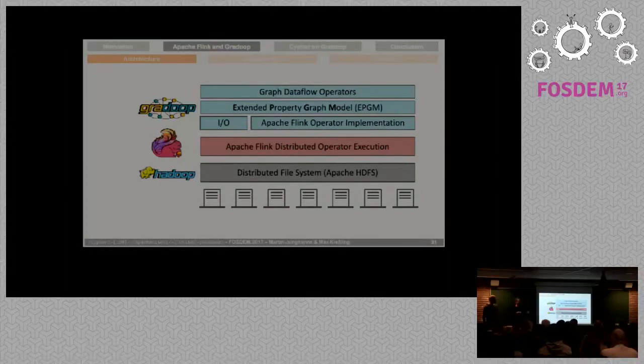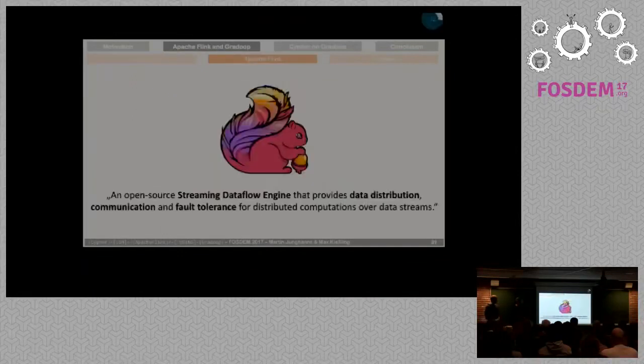And what Gradoop provides to you is an abstraction of property graphs on top of this data flow system. So this is a data model that we implement. I will talk about this on the next slides. And we provide a set of graph data flow operators. One of them is, for example, pattern matching, which we will talk about in detail today.